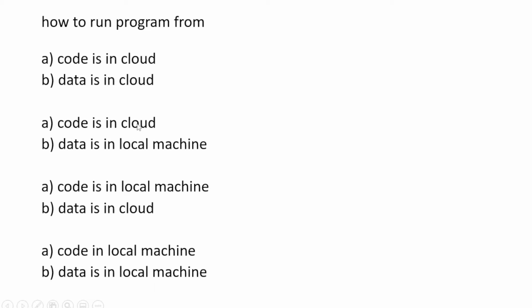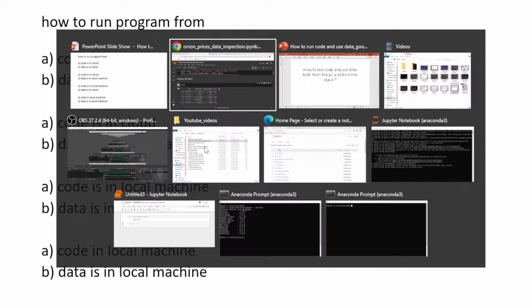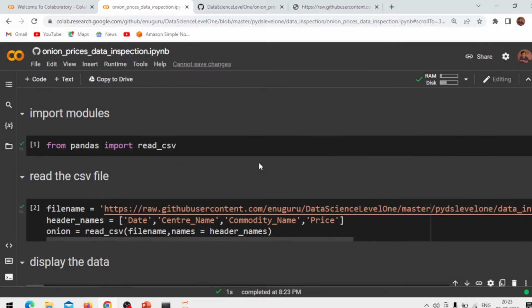So what about code is in the cloud, data is in the local machine? If the code is in the cloud, I just import the code just like I did now. But the data is on my local machine.